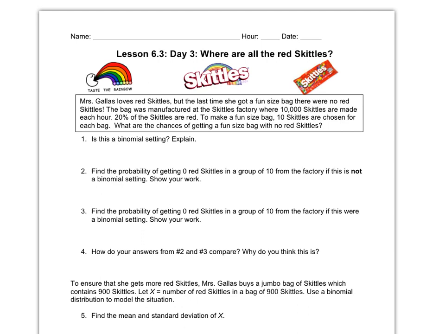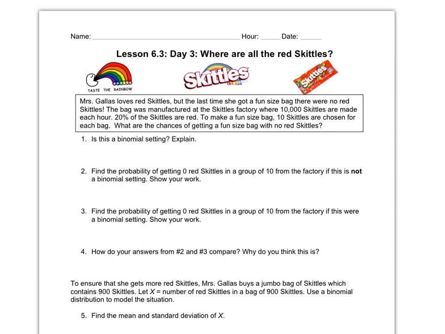Okay, so Mrs. Gaius loves red Skittles, but the last time she got a fun-size bag, there were no red Skittles. The bag was manufactured at the Skittles factory where 10,000 Skittles are made each hour. 20% of the Skittles are red. To make a fun-size bag, 10 Skittles are chosen for each bag. What are the chances of getting a fun-size bag with no red Skittles?